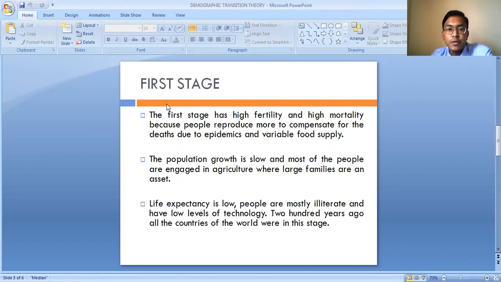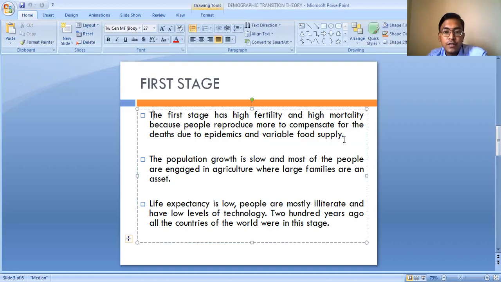The first stage of demographic transition has high fertility and high mortality, because people reproduce more to compensate for deaths due to epidemics and variable food supply. So in the first stage of demographic transition, both the birth rate and the death rate are very high.